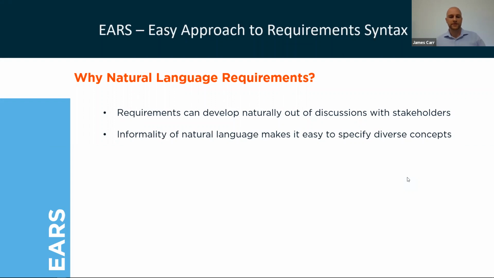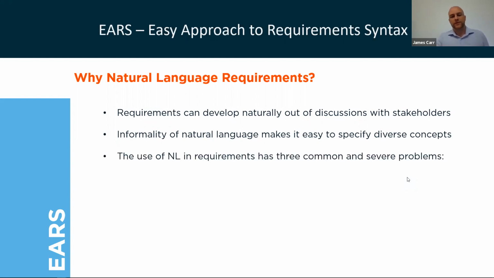So if you have that freedom to really express what it is that you're trying to say, it makes a big difference, and it clears up a lot of the ambiguity that can happen by using these different kind of abstract notations and different approaches. So the use of natural language in requirements has 3 common severe problems though.